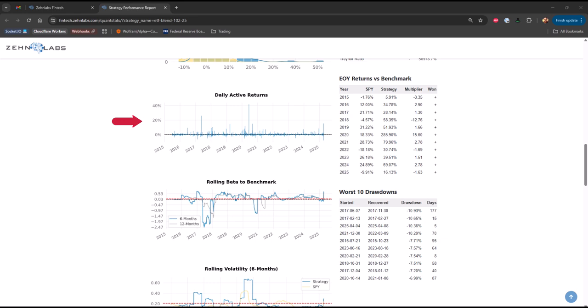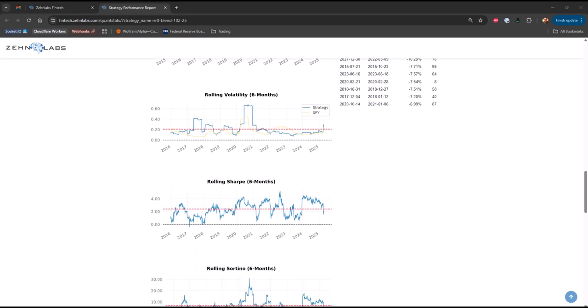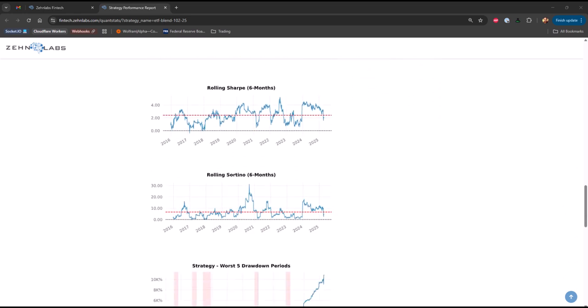This gives me the assurance that over the long term, this strategy can be expected to make more money than it loses. Scrolling down to the rolling 6-month Sharpe and Sortino graphs, I make sure that generally the blue lines stay above 1. Of course, the higher the risk-adjusted returns that these lines represent, the better.